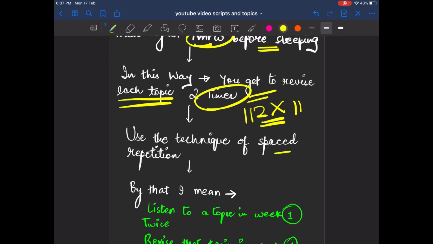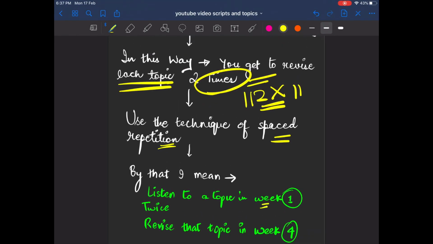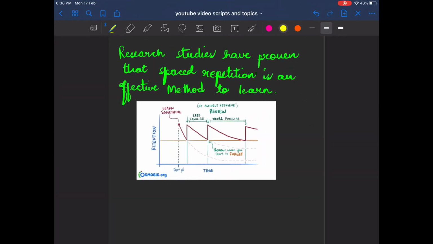Use the technique of spaced repetition. By that I mean listen to a topic in week 1, right? In week 1 you're gonna listen to one video and you're gonna revise that topic in week 4. Basically, spaced repetition is a research proven technique in which they have found out that it is a very effective method to learn. Osmosis also made a video for that in which they explained how the spaced repetition technique works.